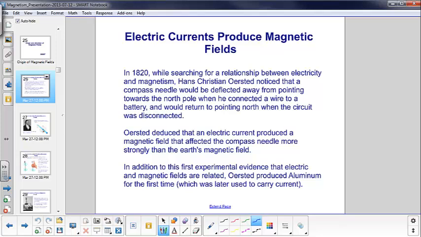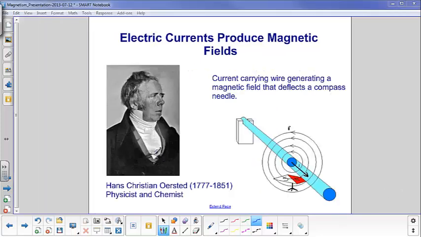And as if this wasn't enough, later on Ørsted produced aluminum for the first time, which was later used to carry currents sometimes in households until it was found to be not terribly safe. Here's a picture of Hans Christian Ørsted. He was a physicist and a chemist, and note the order in which I put them. And one of the most important statements in the history of physics: electric currents produce magnetic fields.